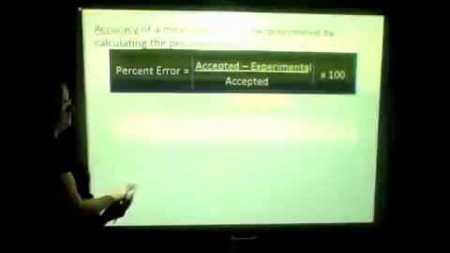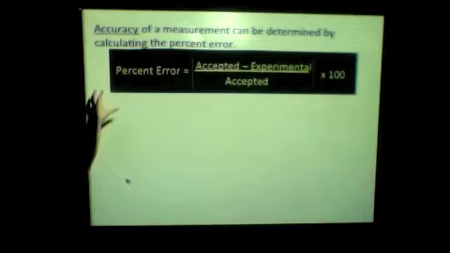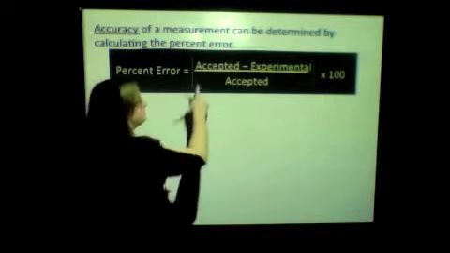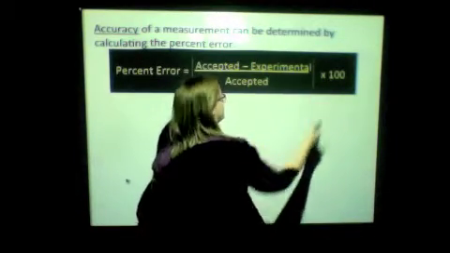Then, the last thing for this part is we talked about precision being the number of sig figs. Accuracy is based on an actual formula. So accuracy of a measurement can be determined by calculating the percent error. This formula is not given to you. You have to memorize it. So it's accepted minus experimental divided by accepted times 100. These lines here are your absolute value.